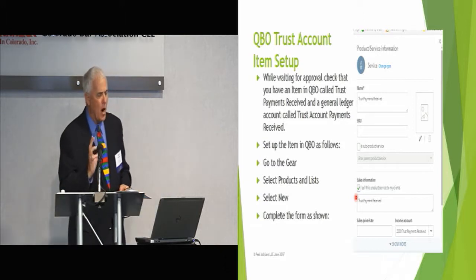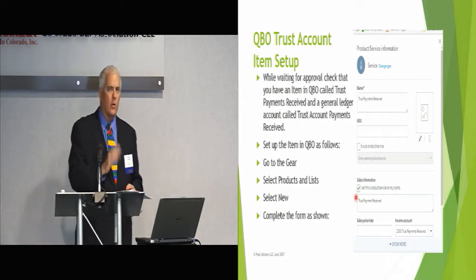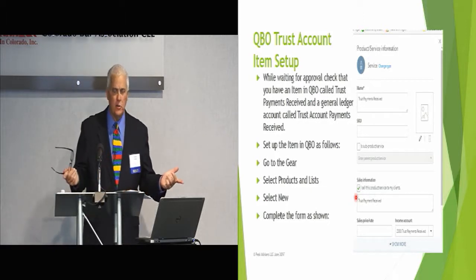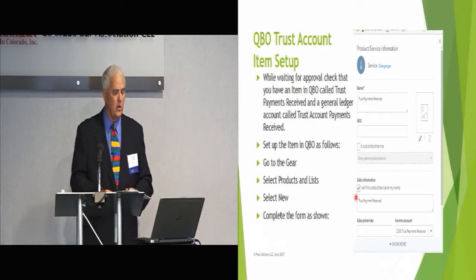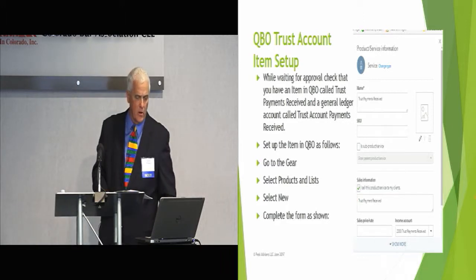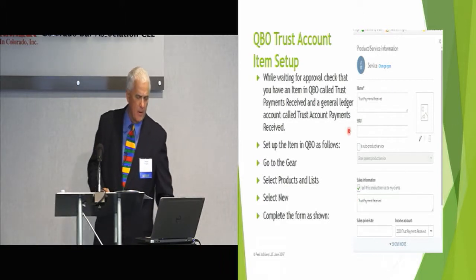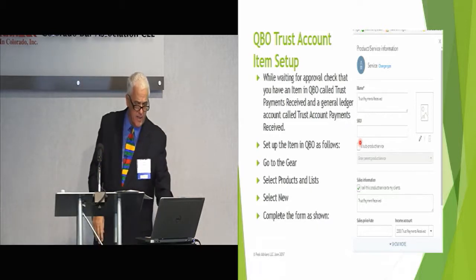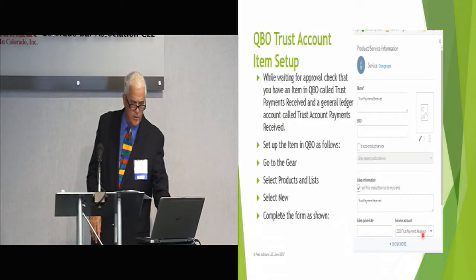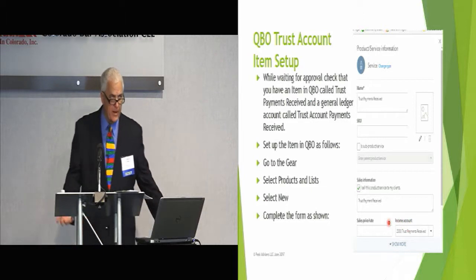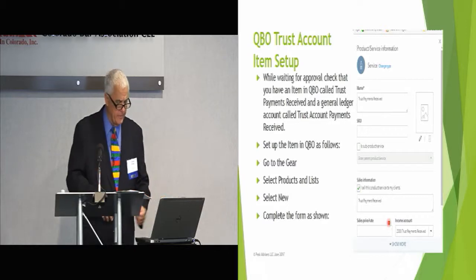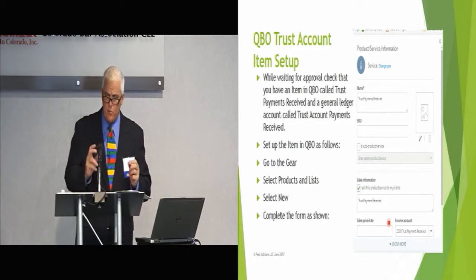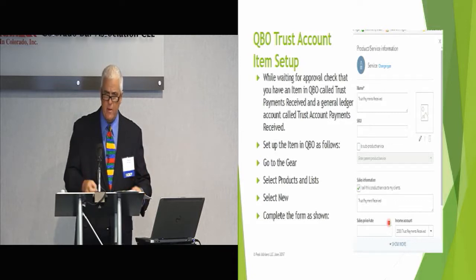But assuming that you are, we need to set up a new item in QuickBooks Online. And to do that, as you may know, you go to the gear and select products and lists, select new, and complete the form as I'm showing you right here. Now, right here is the key. This is not an income account, but it is a credit account, a liability account, and it's trust payments received. You set that up, and every time you process a retainer payment or a payment to your trust account, you use this item.